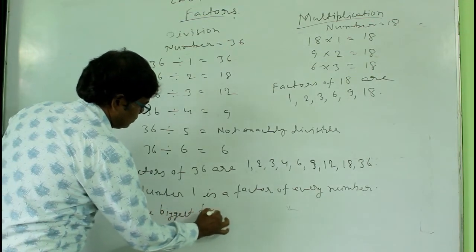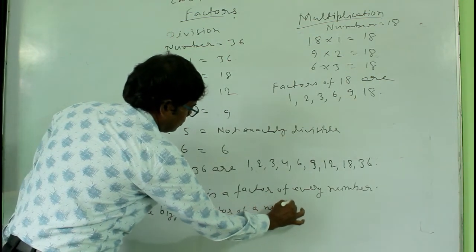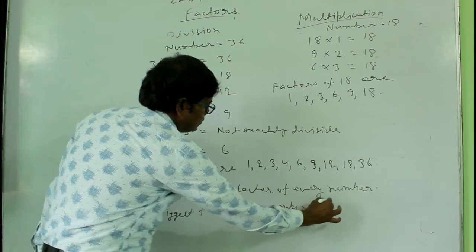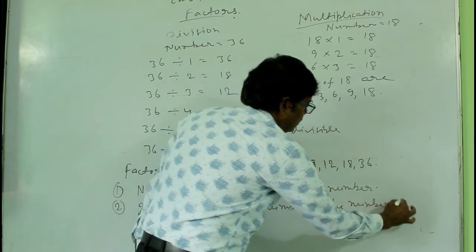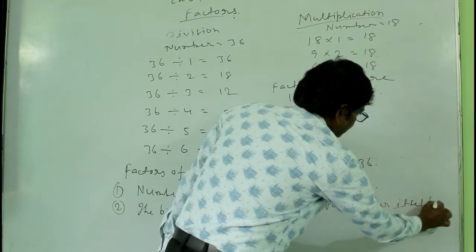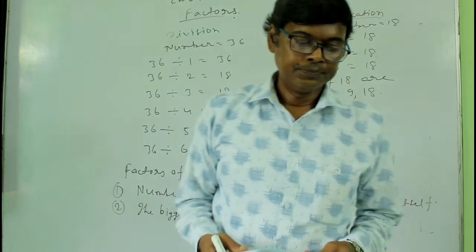The biggest factor of a number is the number itself. Okay, all these points are written on page number 18, so you can see.